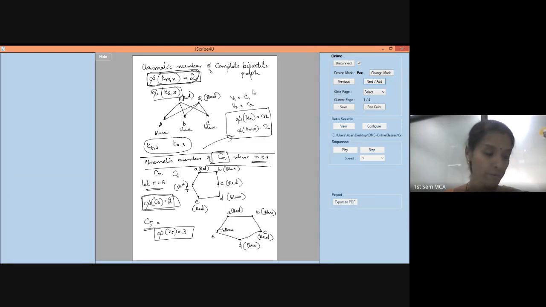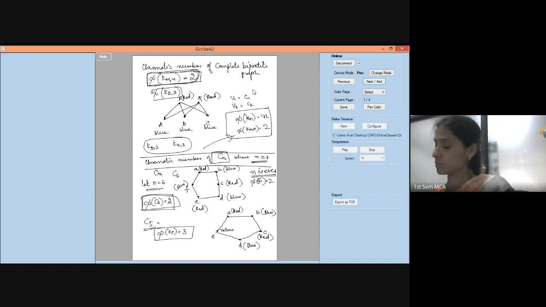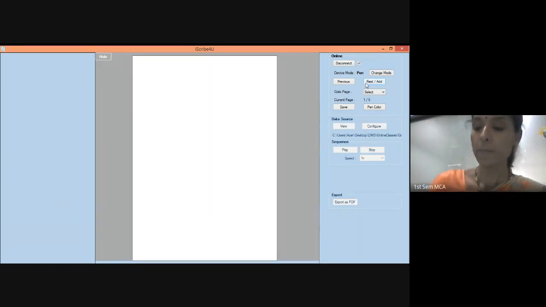So what I can say is, whenever your n is even, the chromatic number of Cn is going to be 2. You take any number. Let me change the sheet, one second. For finding out the chromatic number of Cn, that is what they have asked.